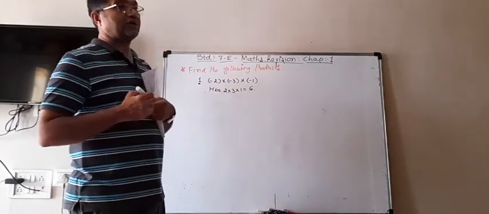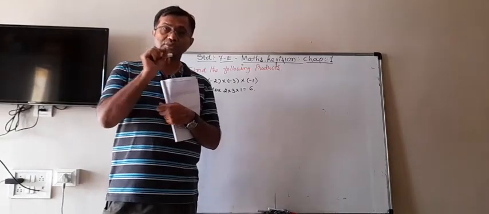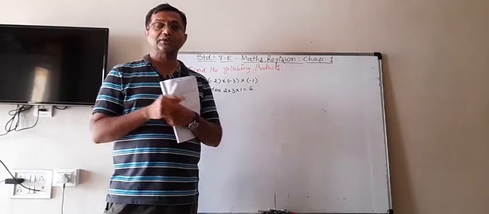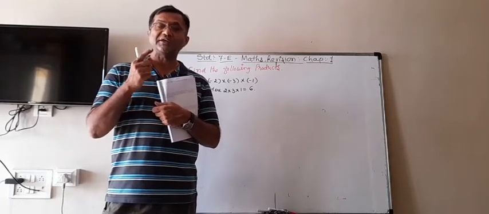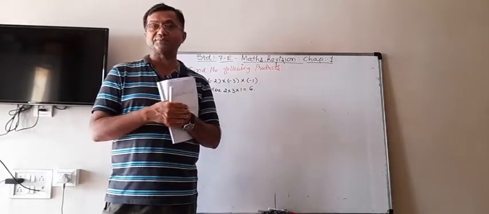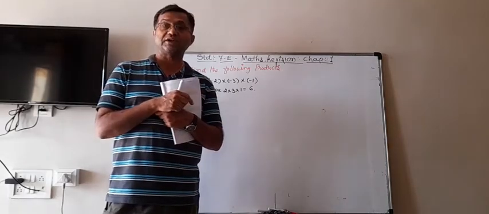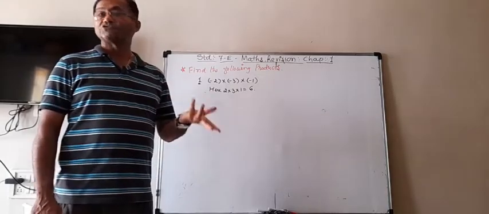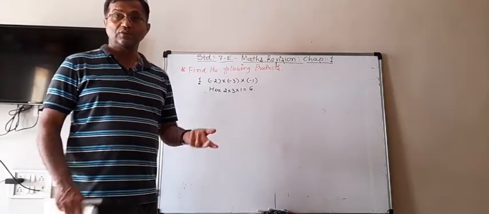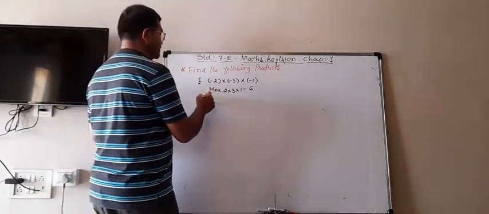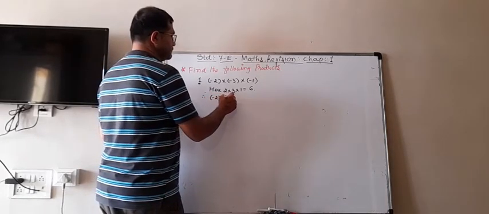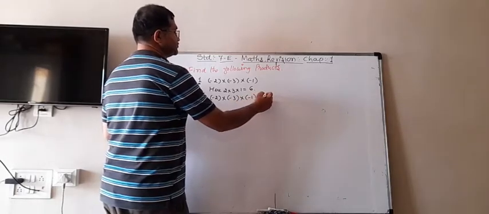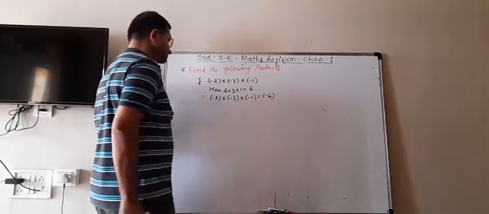But now we know that if the number of negative signs is even, the answer will be positive. But if the negative signs are odd in number, the answer will be negative. Here the negative sign comes 3 times, which is an odd number. So the answer will be negative. Therefore, minus 2 multiplied by minus 3 multiplied by minus 1 will be minus 6.